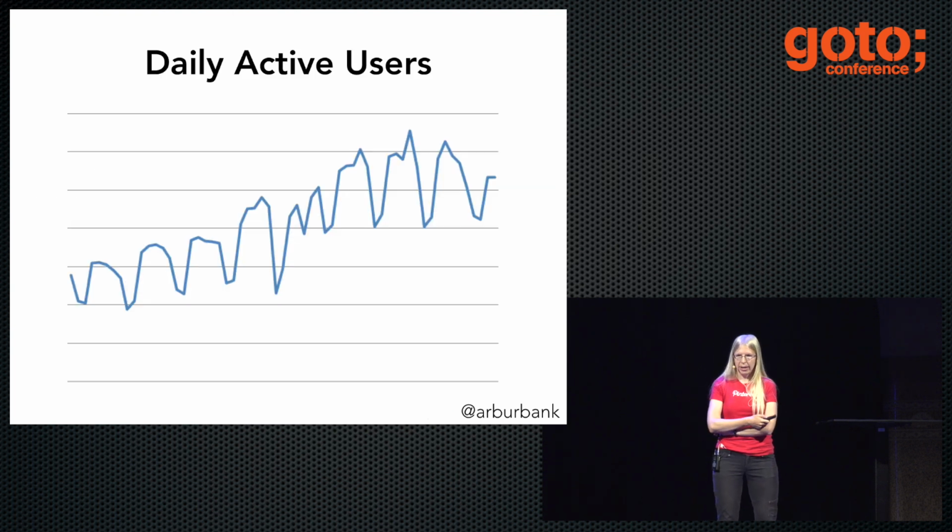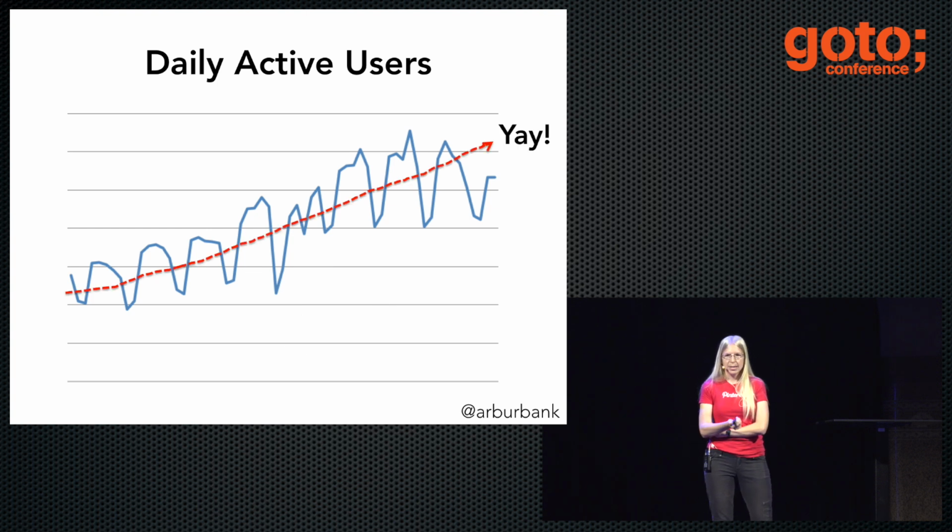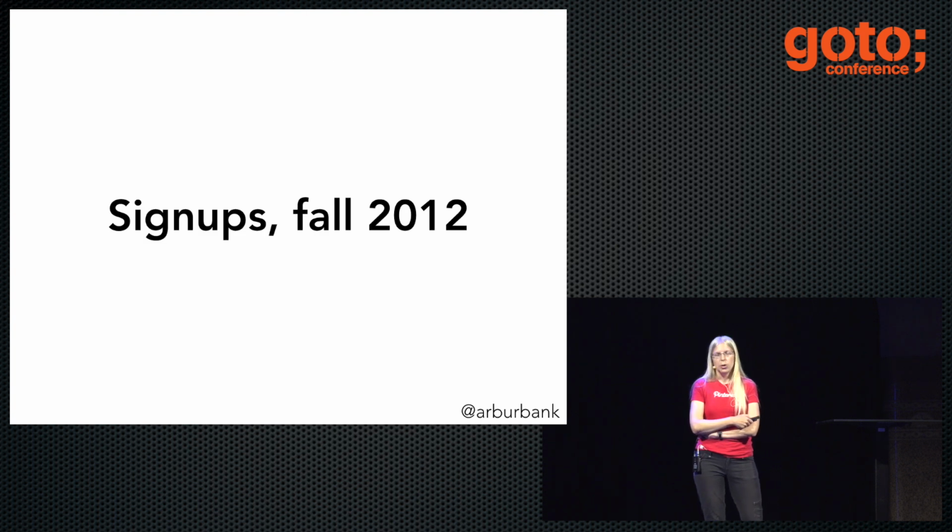So here's our graph of daily active users. We talked about how we could find these outages. We talked about how we could see the growth. Let's apply that to a real situation. Fall of 2012. We had just launched Pinterest to be able to sign up with an email address.